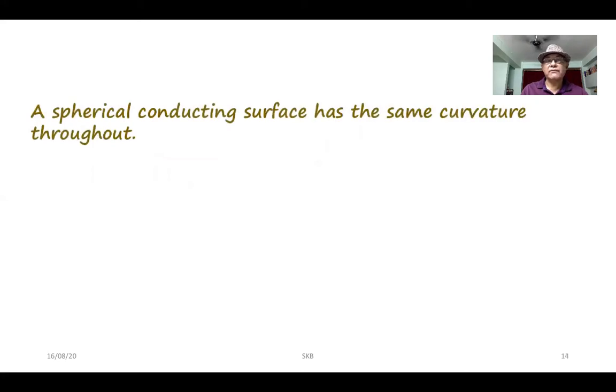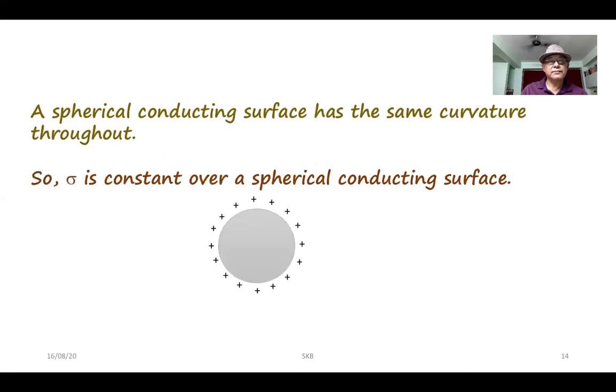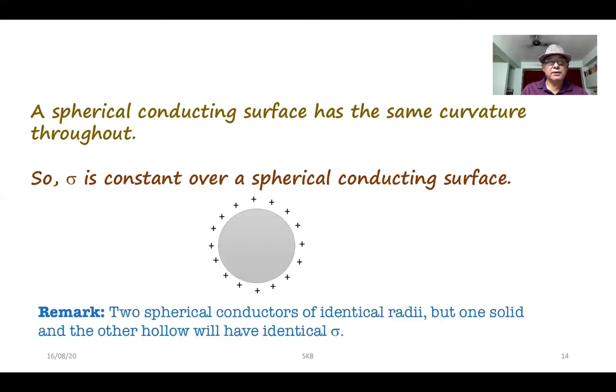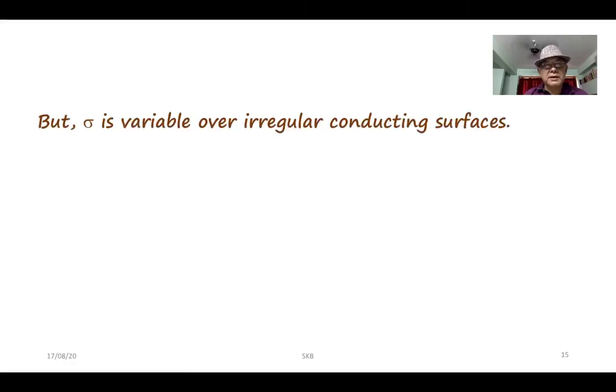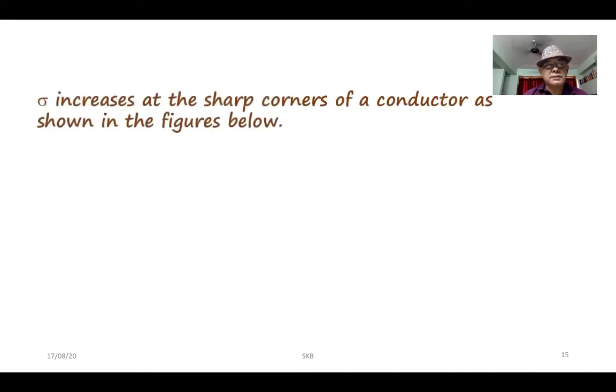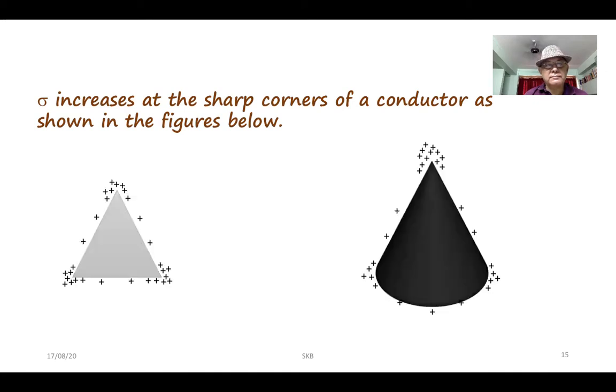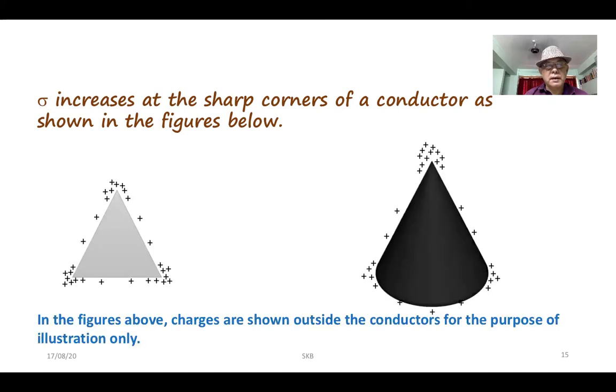A spherical conducting surface has the same curvature throughout. So, sigma is constant over a spherical conducting surface. Remark, two spherical conductors of identical radii, but one solid and the other hollow, will have identical sigma. But sigma is variable over irregular conducting surfaces. Sigma increases at the sharp corners of a conductor, as shown in the figures below. In the figures above, the charges are shown outside the conductors for the purpose of illustration only.